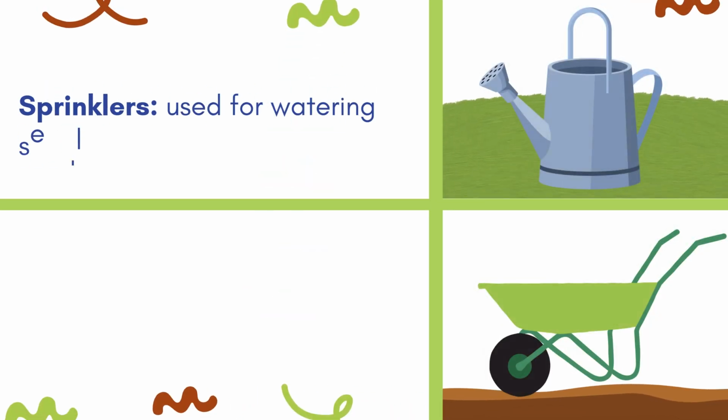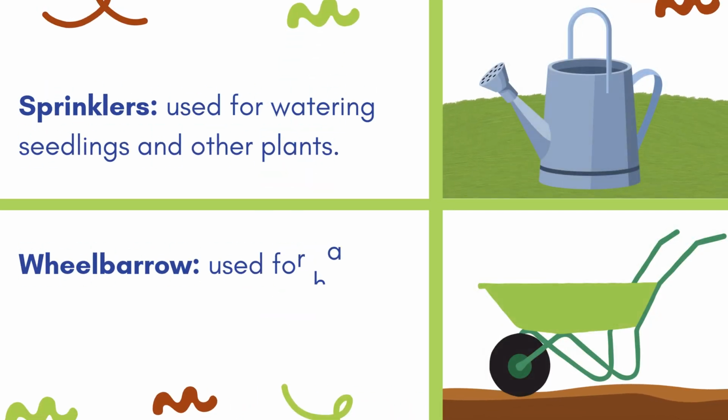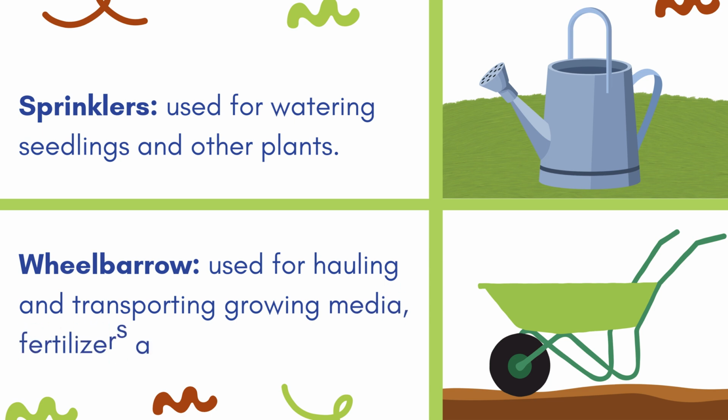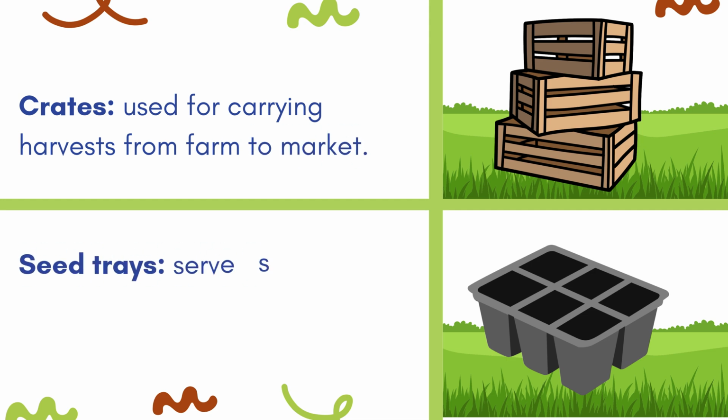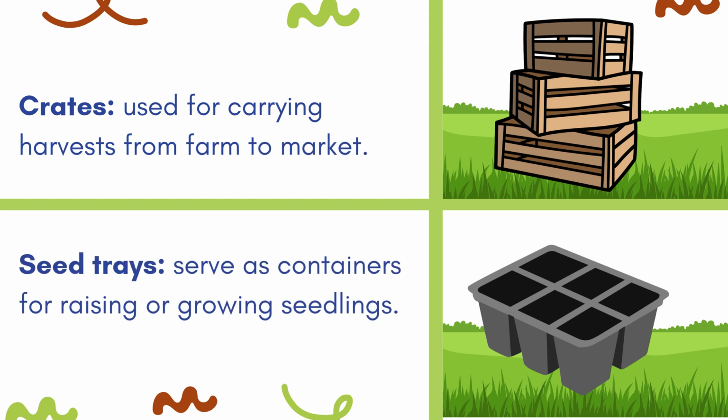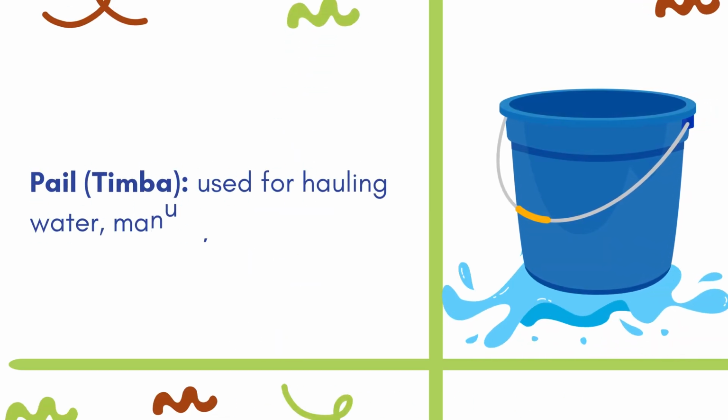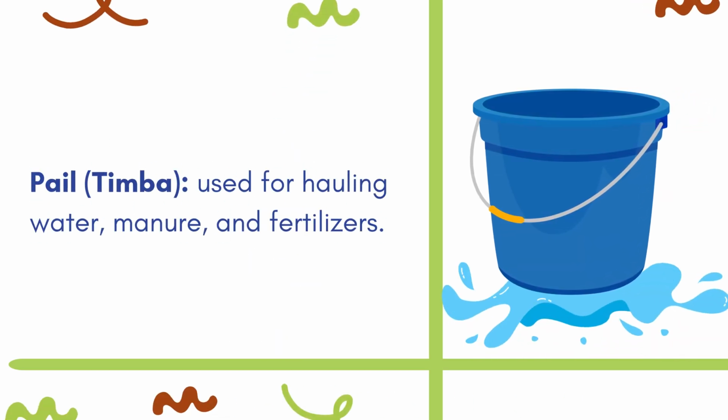Sprinklers, used for watering seedlings and other plants. Wheelbarrow, used for hauling and transporting growing media, fertilizers, and farm supplies. Crates, used for carrying harvests from farm to market. Seed trays serve as containers for raising or growing seedlings. Pail, timba, used for hauling water, manure, and fertilizers.